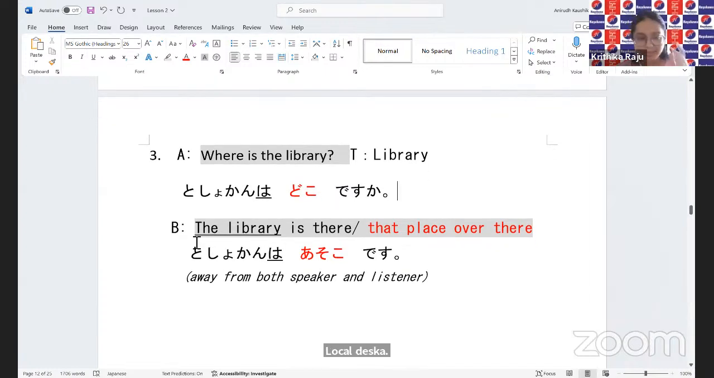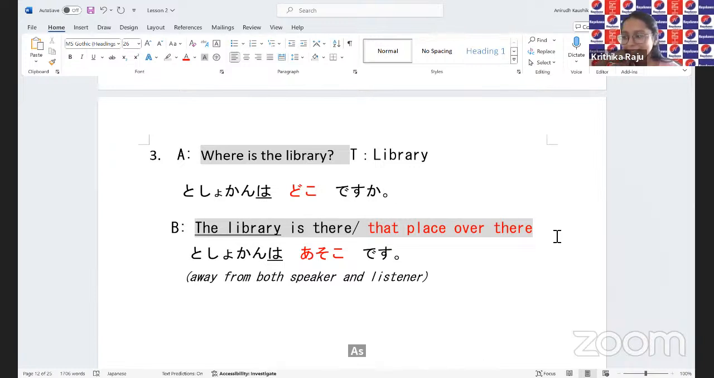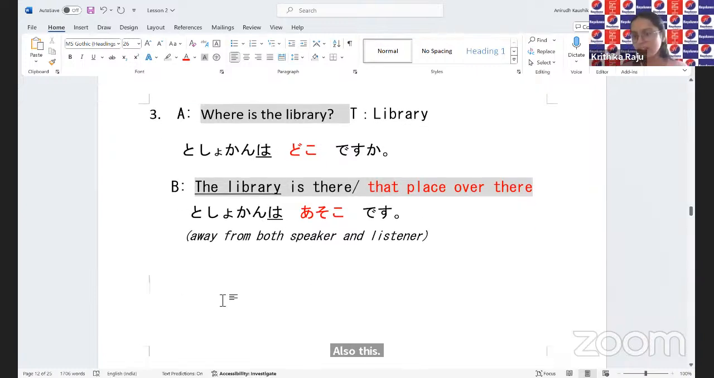So B replies, the library is that place over there, which means the library room is away from A and B. So what is that sentence going to be like? As for the library. Sumimasen. Toshokan wa, koko desu. Asoko. Oh, sorry. Asoko desu. Correct. Okay, the word is asoko. Toshokan wa asoko desu.